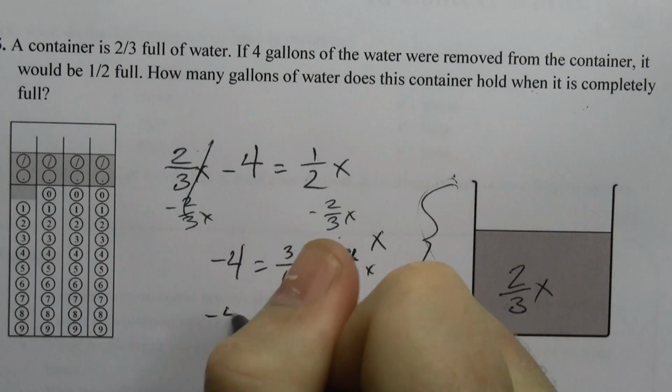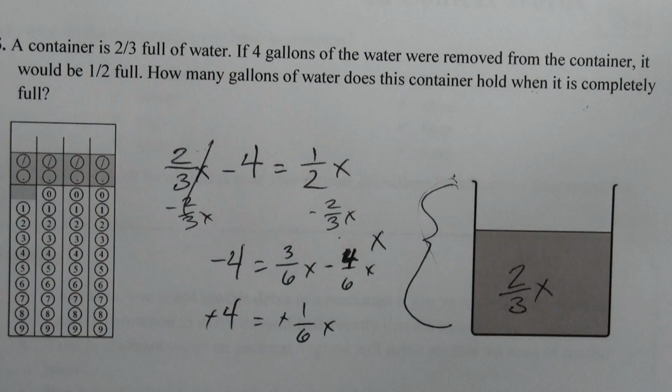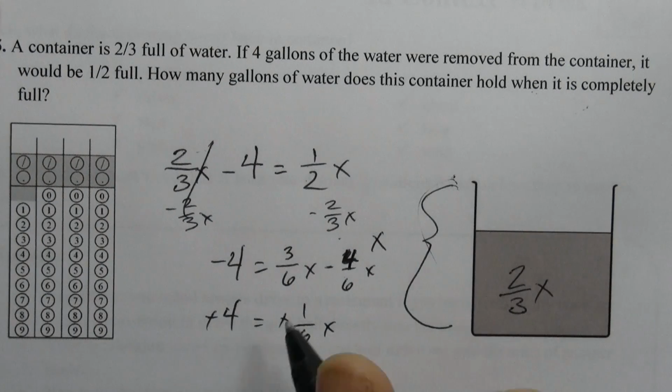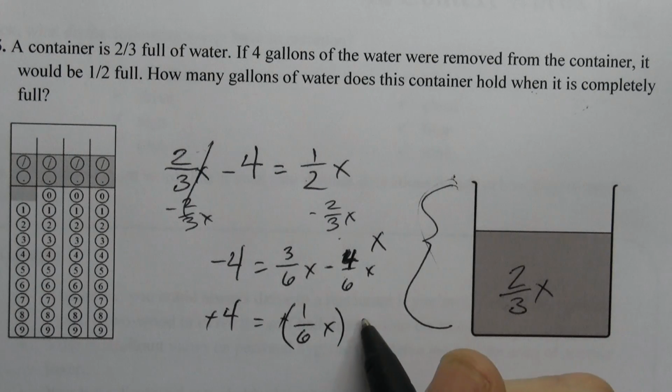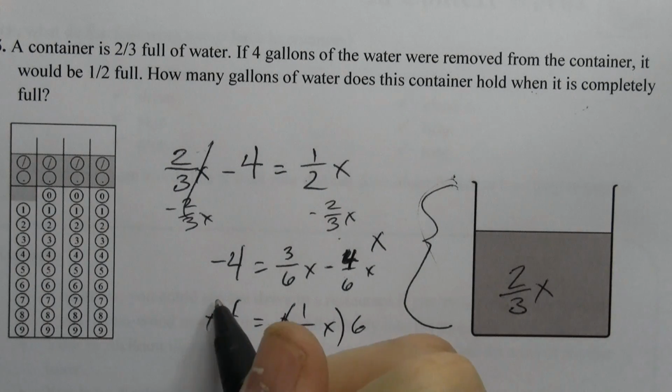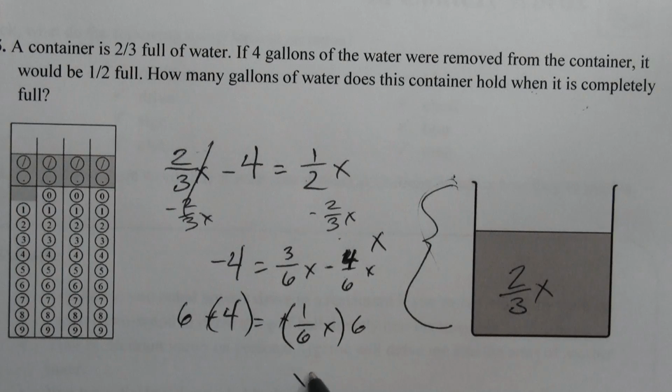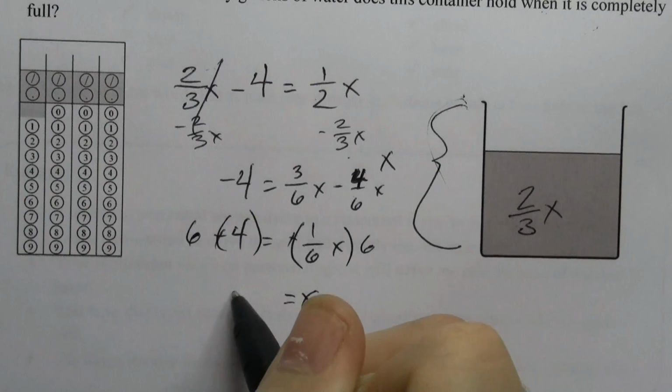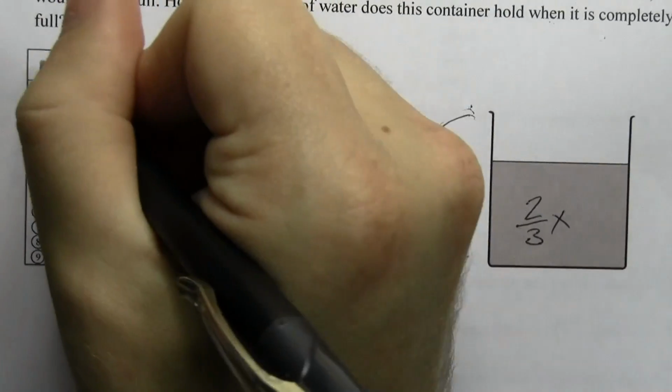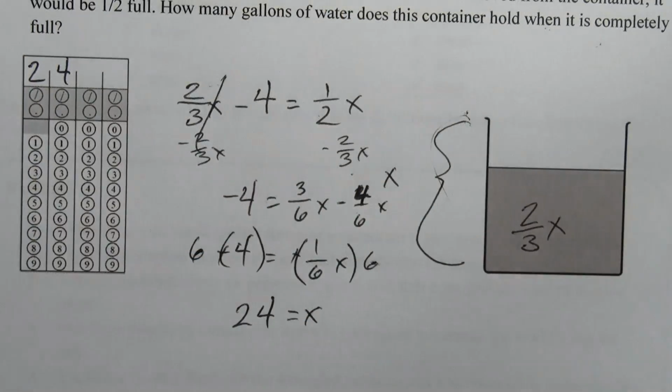-1/6 X equals -4. The negatives drop out, right? Both sides. And then we have to solve for X, right? So we can multiply both sides by 6, aka dividing by 1/6. And that's X equals 24. That's the answer. Okay, makes sense?